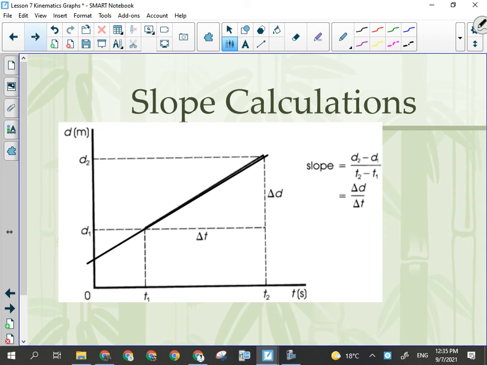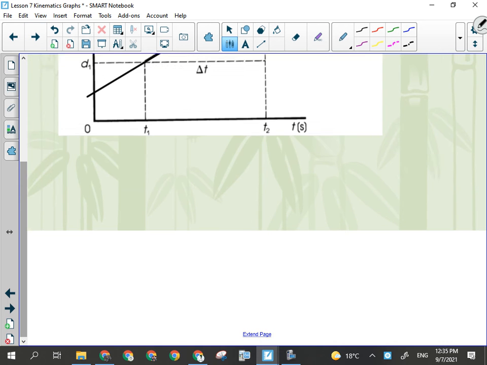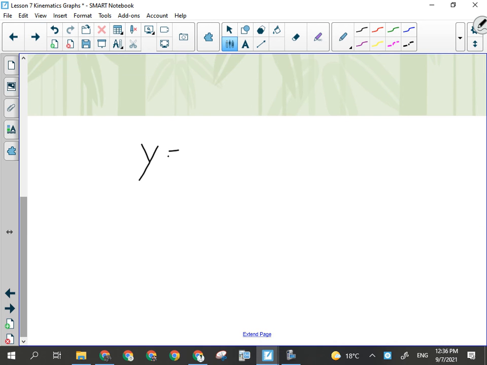Alright, so that's what we were just looking at a minute ago. We said slope equals final position minus initial position over time. The slope is d over t. But we also want to be able to use this: y equals m times x plus b.